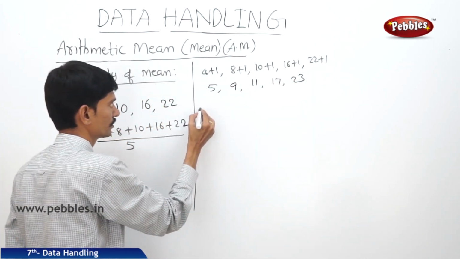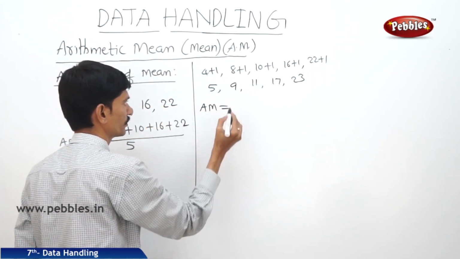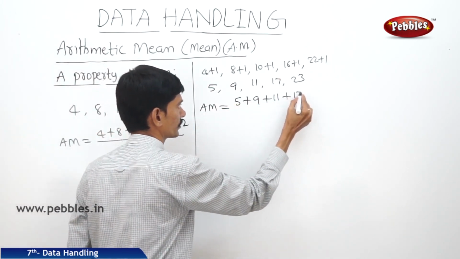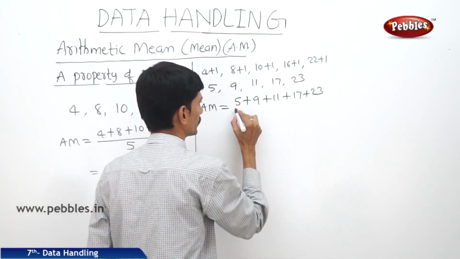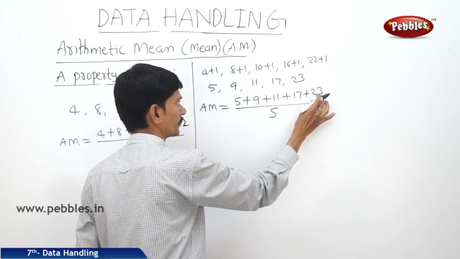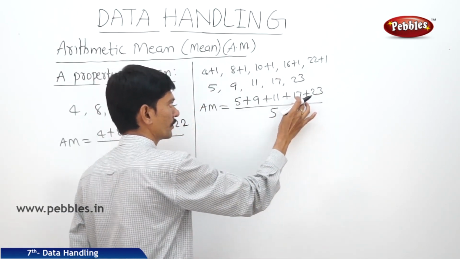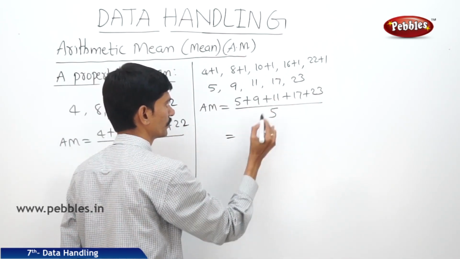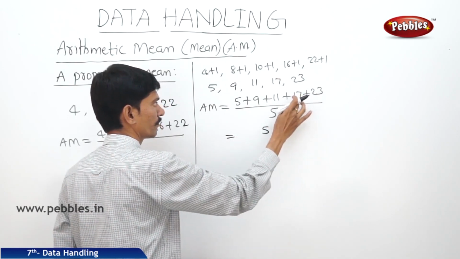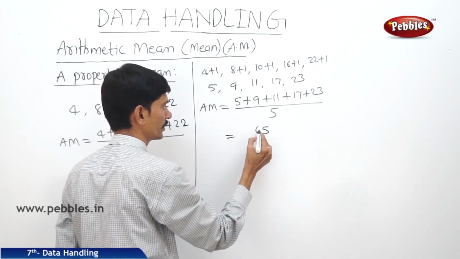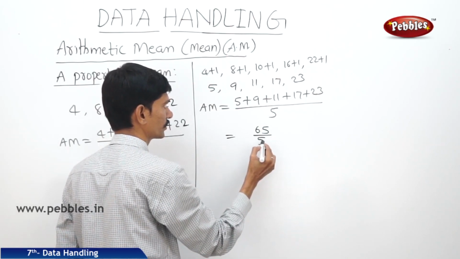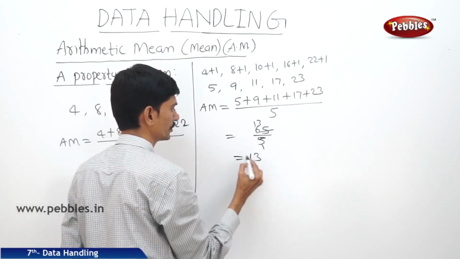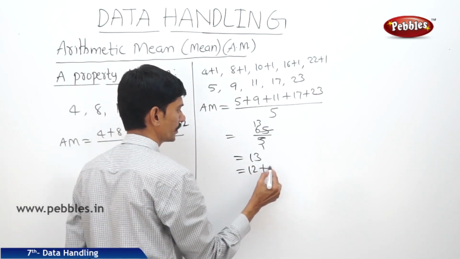Now let us find the arithmetic mean of all the observations. 5 plus 9 plus 11 plus 17 plus 23 divided by 5. So then 3 plus 7, 10, 10 plus 1, 11, 11 plus 9, 20 plus 5, 25. And 2 plus 2, 4, 4 plus 1, 5, 5 plus 1, 6, 65 by 5. So this equals 5 1s are 5, 5 13s are 65. So this equals 13, which is 12 plus 1.